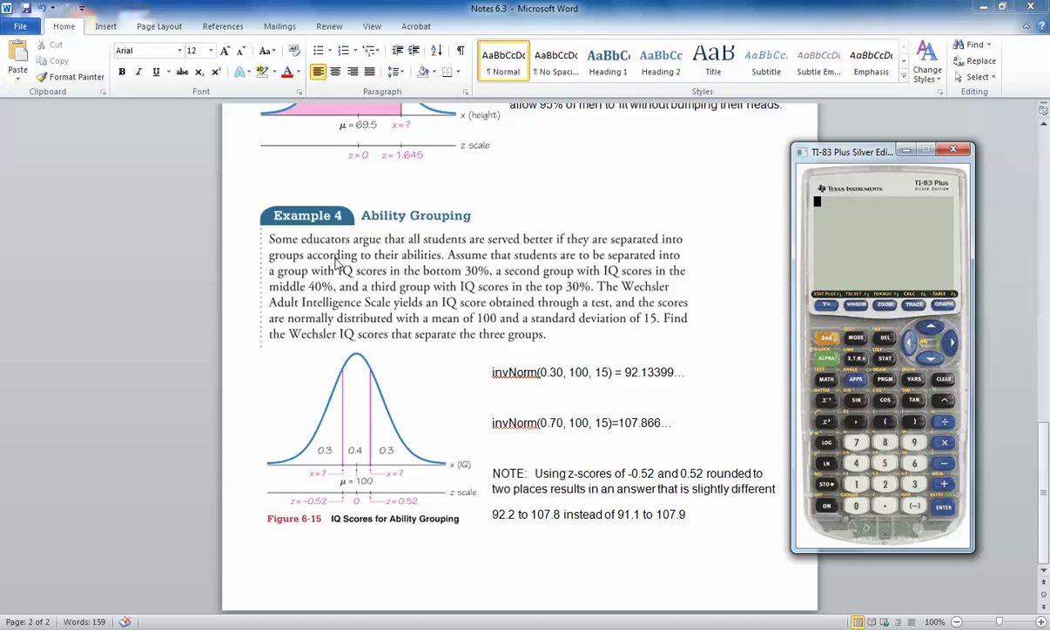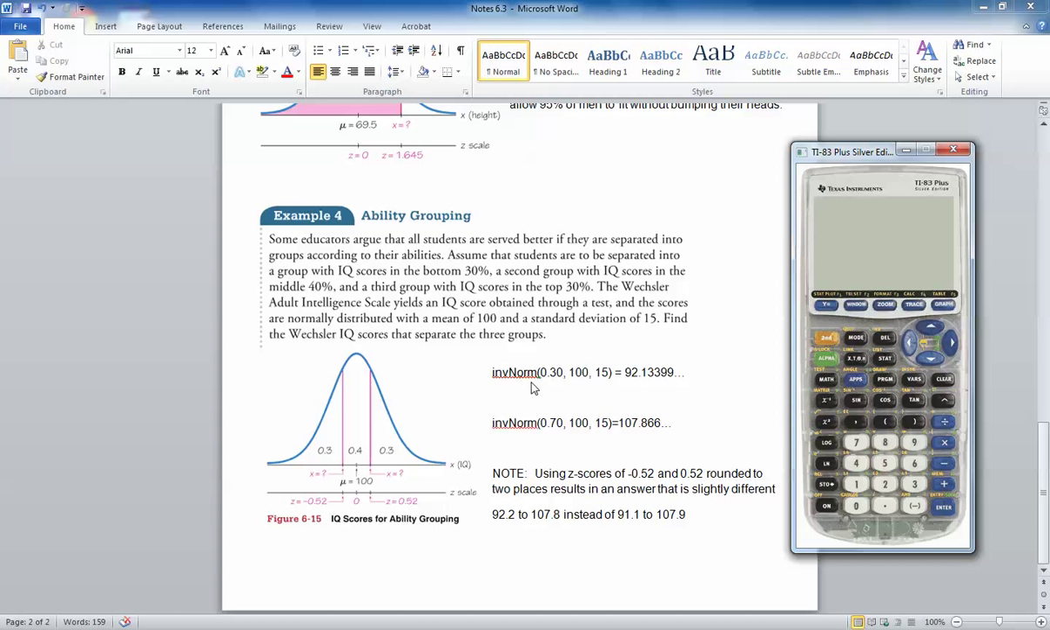This one says some educators argue that all students are served better if they're separated into groups according to their abilities. Assume that students are to be separated into a group with IQ scores in the bottom 30%, a second group with scores in the middle 40%, and a third group with IQ scores in the top 30%. The Wechsler Adult Intelligence Scale yields an IQ score obtained through a test, and the test scores are normally distributed with a mean of 100 and a standard deviation of 15. Find the IQ scores that separate the three groups.